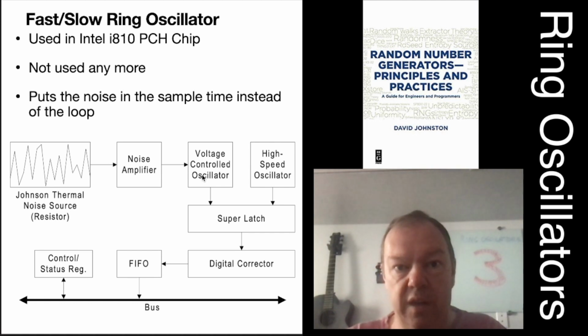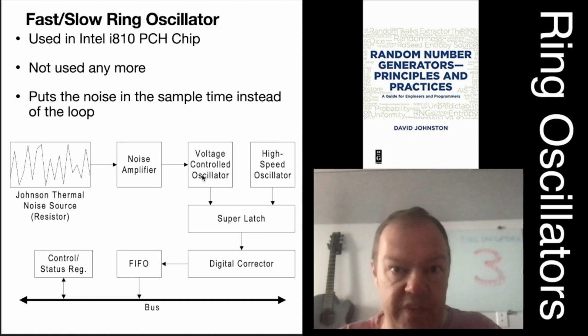So now we've got a loop which is very noisy. It has a lot of phase noise, and this is a relatively slow loop. And then there's also a high-speed oscillator. It's running at, let me remember, I think it was 100 megahertz. It might have been a gigahertz. It was quite fast. And then we have what's called a super latch.